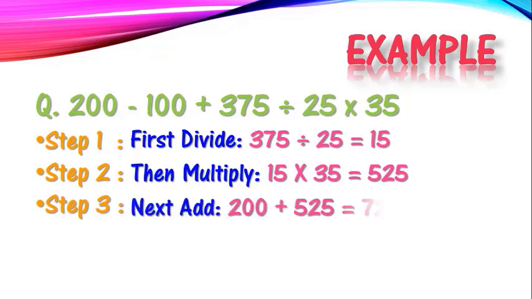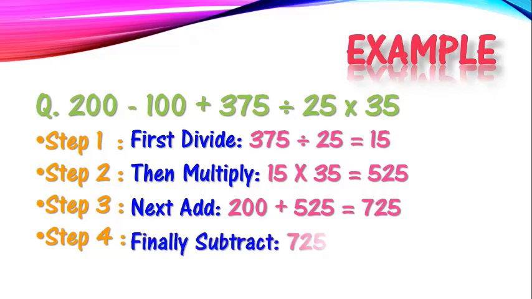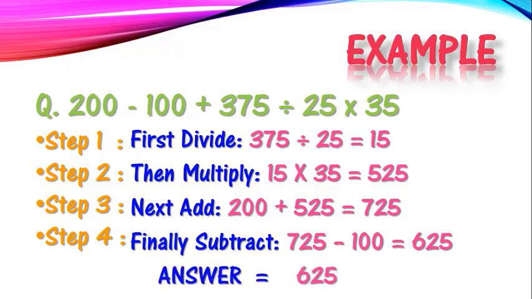Add. 200 plus 525 will give us 725. Step 4. Finally, we have to subtract in our step 4. So 725 minus 100 is equal to 625. Here our answer is 625. Hope you understood the concept of DMAS.